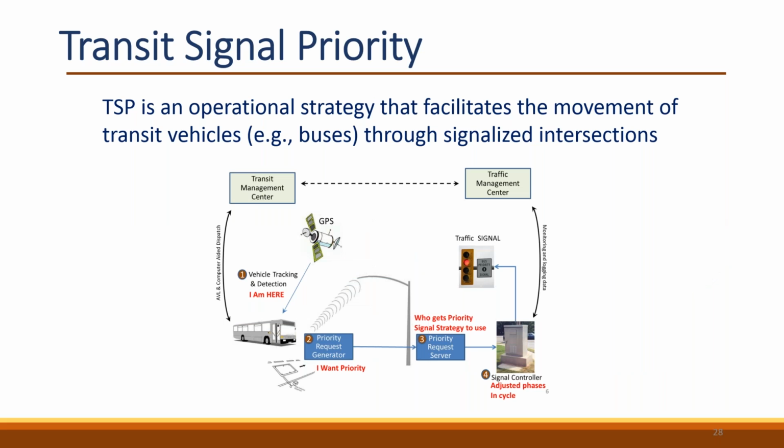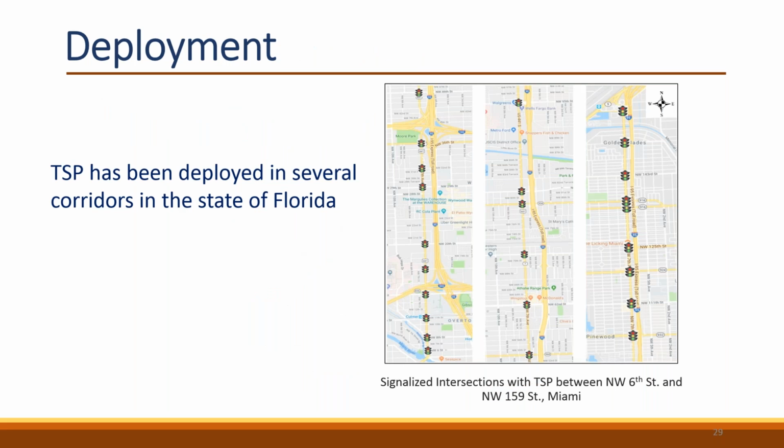Another strategy is transit signal priority, where we give priority to transit vehicles, for example buses, when they reach an intersection, so that they get green as quickly as practical and do not have to wait at a signal for a longer time. TSP has been deployed in several corridors in the state of Florida, not just one. This is one of the corridors in Miami. I think it's about 10 to 12 miles.